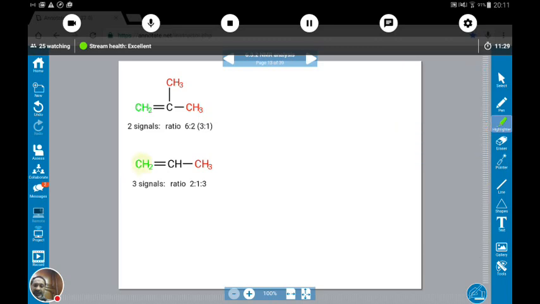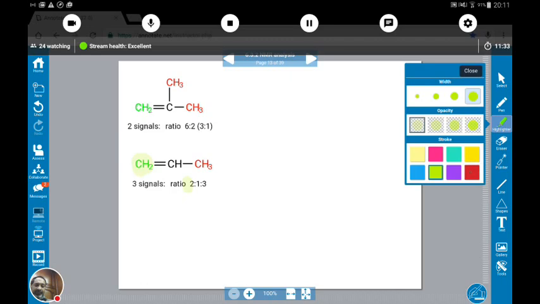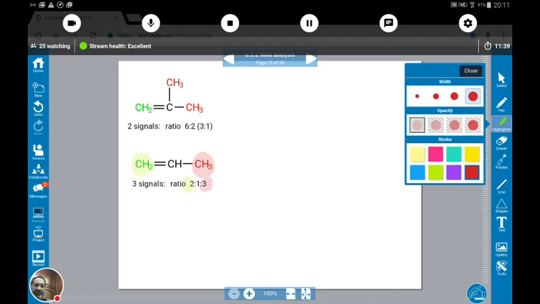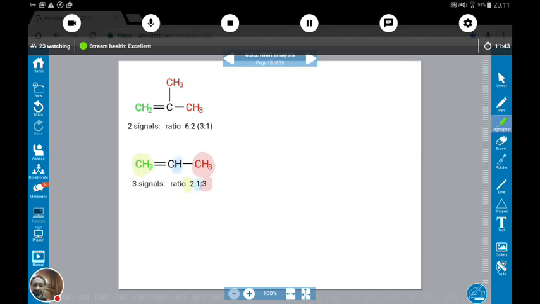So the CH2 here is this one. The CH3 over here is the 3 hydrogens here. And last of all, the single hydrogen here is responsible for that one over there.